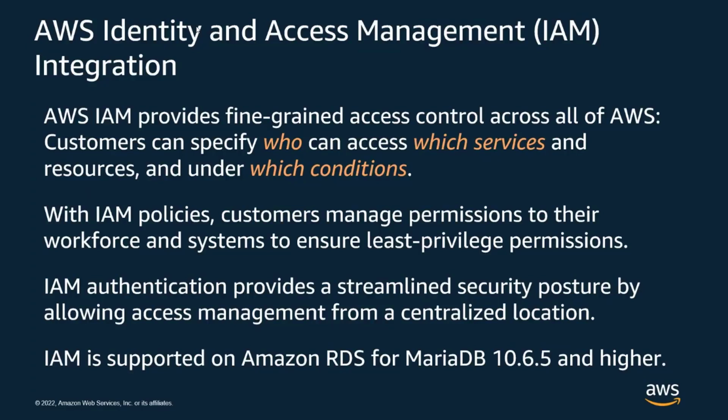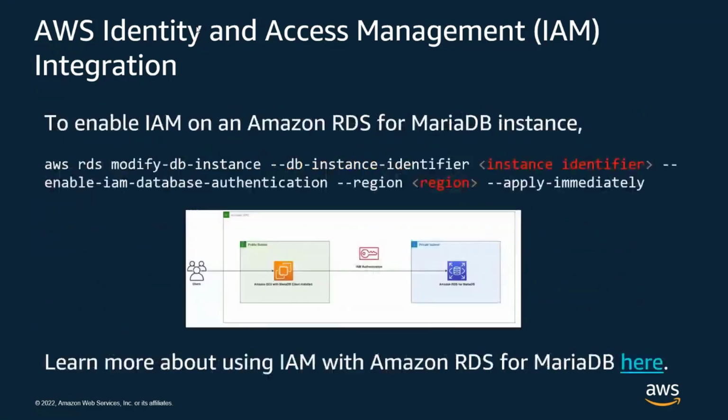IAM is currently supported with Amazon RDS for MariaDB 10.6.5 and higher. If you want to set up IAM on an existing RDS MariaDB instance, you would just call a modify DB instance command and enable IAM database authentication on it using a command shown on your screen. To do this, it will not require any downtime and is applied almost instantly.